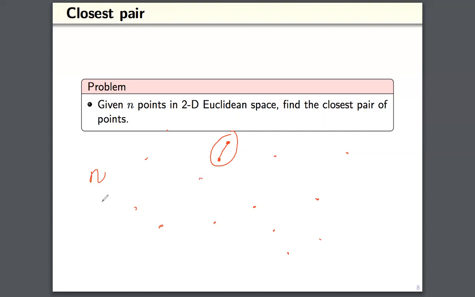N choose 2, right? N choose 2 is the total number of line segments you can make. Among all these, you are picking one that has the minimum distance, Euclidean distance, or you can just say closest pair, right? So that's your problem. And what is the simplest exhaustive search?